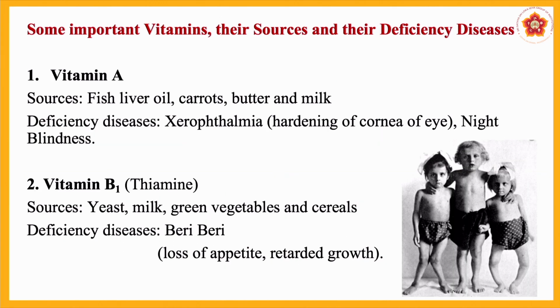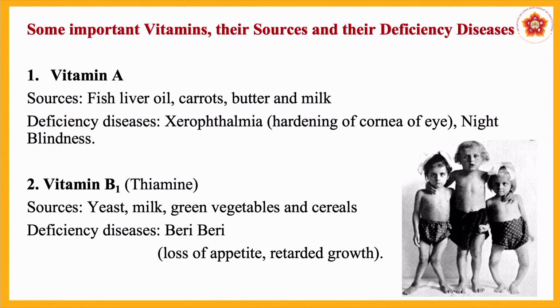So, some important vitamins, their sources and their deficiency diseases we will study now one by one. First one is vitamin A. Sources: it is present in fish liver oil, carrots, butter and milk. Deficiency diseases: xerophthalmia, hardening of the cornea of the eye, and night blindness.